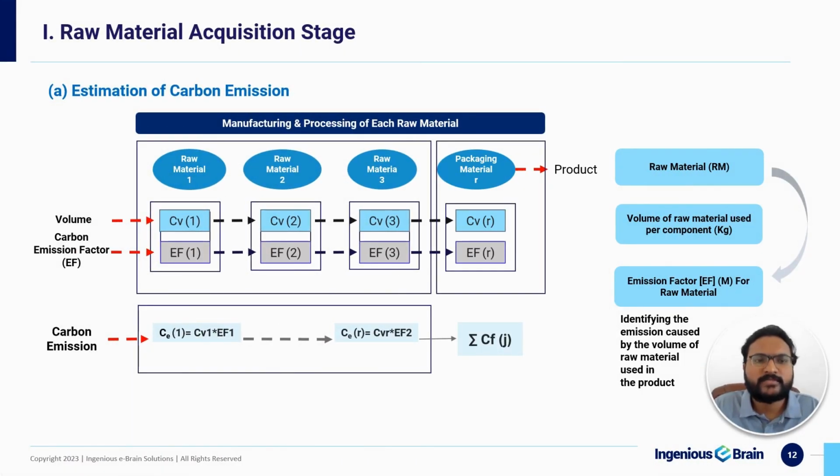When it comes to the methodology of the raw material acquisition stage, we consider the different materials being consumed, the volume of those materials, and the carbon emissions across those materials, and if there are any supporting processes like finishing or packaging before the product is actually in a shape for consumption. Considering all these aspects, we summarize the overall carbon emission at the raw material acquisition stage.